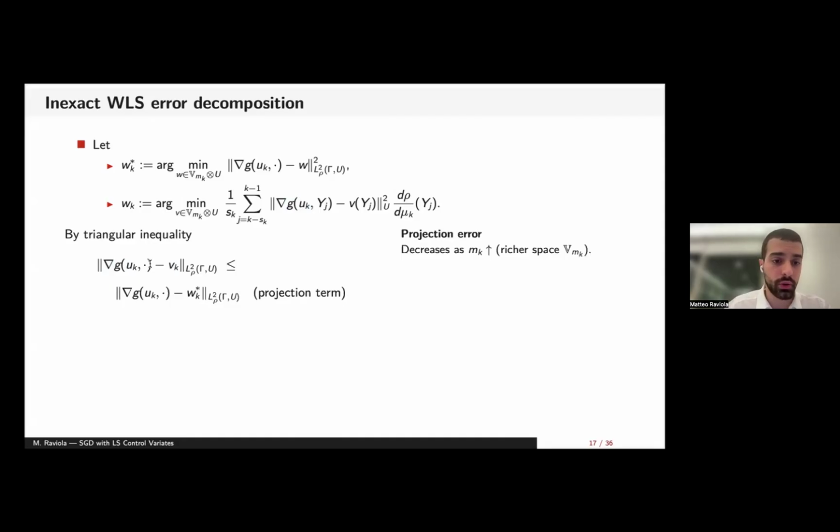So we have a projection term, which is how well the gradient of G is approximated in our class. This error, of course, decreases as the class gets richer. So this term wants us to pick an MK which is big.